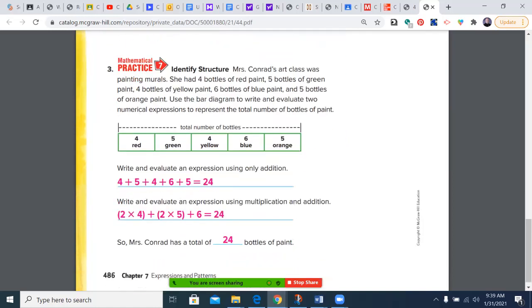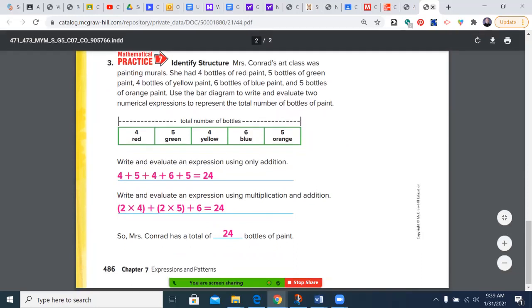Over here, you see the same kind of situation. We add them all across. But now we look and we see that we had 2 4s, 2 5s, and 1 6. 8 and 10 is 18, plus 6 is 24.